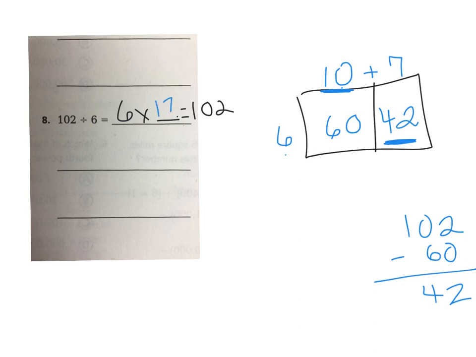And let's break it up for distributive property, because distributive property is a breakup method. So we're breaking up 102 divided by 6, and we're going to find this.